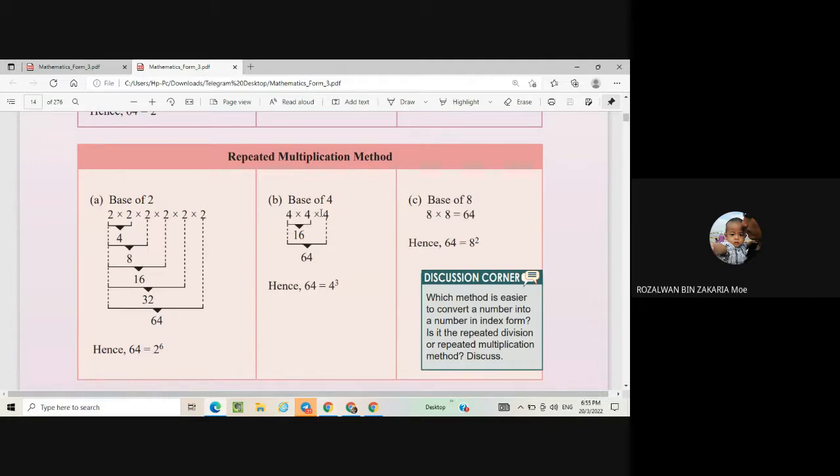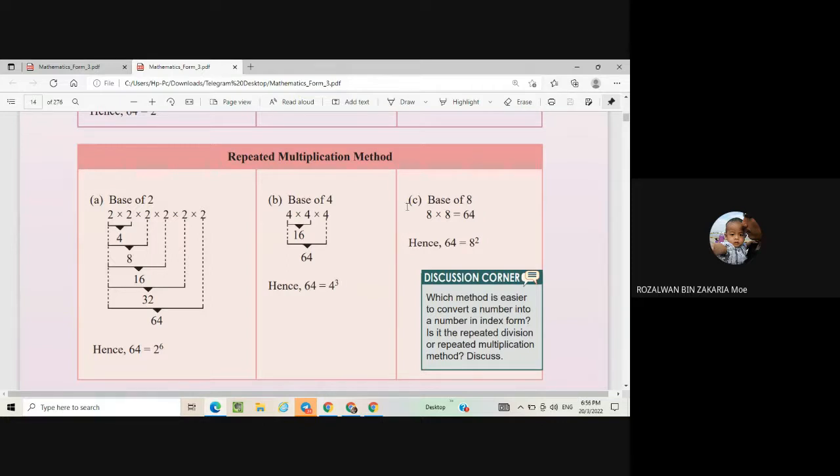And for B here, base of 4. 4 times 4 times 4. Why did this one happen? Because you need to know for the 4, how many times 4 needs to be multiplied with itself to get 64. 4 times 4 equals 16. 16 times 4 equals 64. That means there are 3 fours that need to be multiplied to get 64. So the final answer, 64 equals 4 power of 3. Remember 4 here means the base. Then 3 here is the index or exponent or power, or how many times 4 has been multiplied by itself.